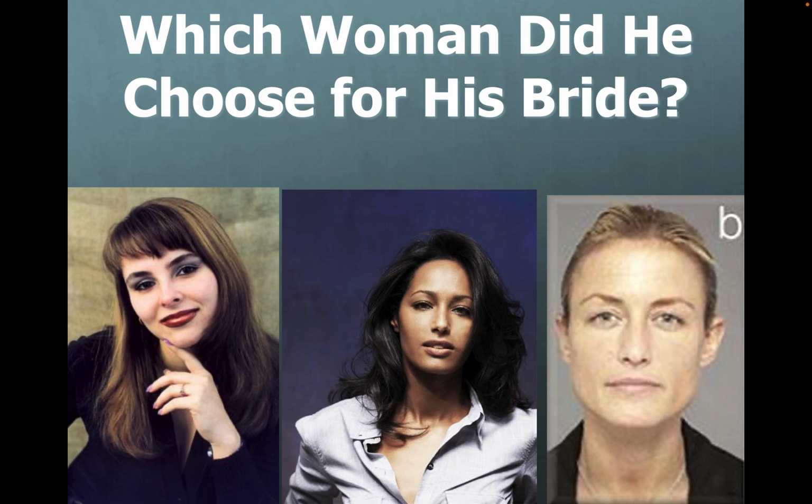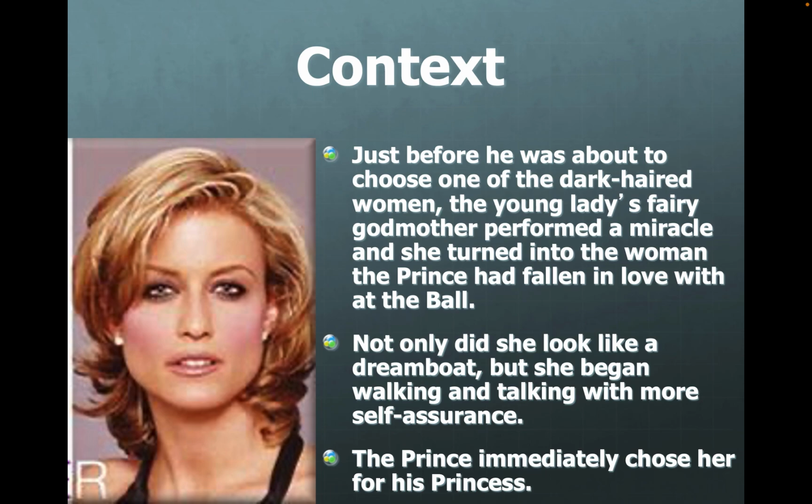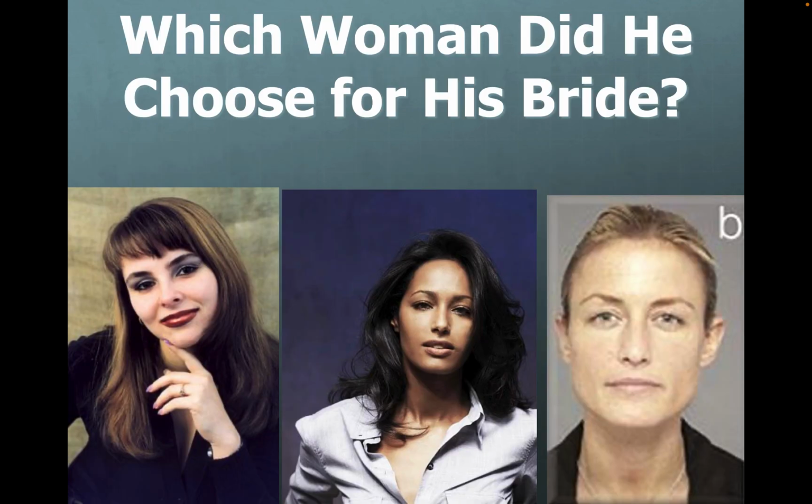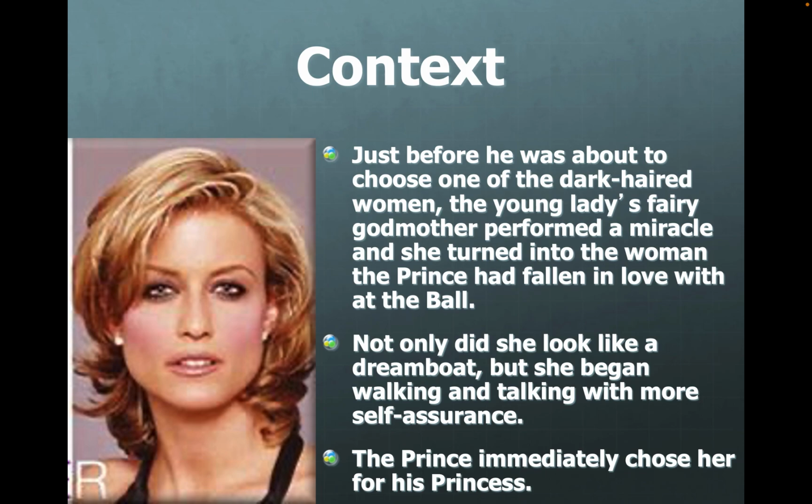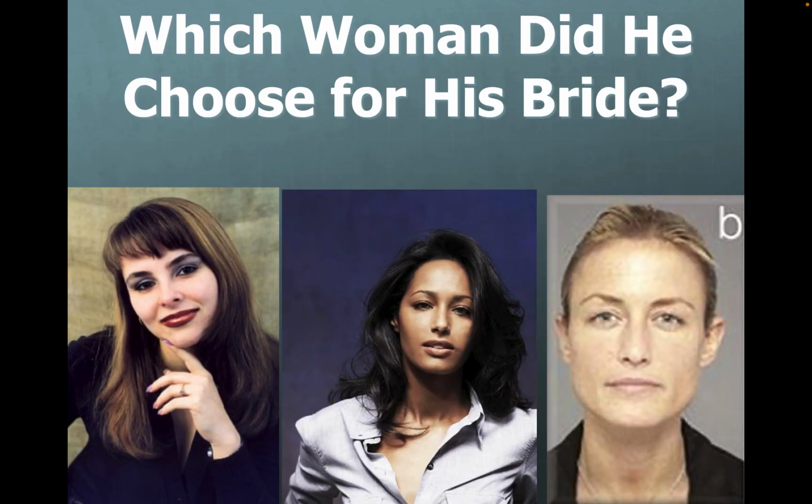So which did the prince choose? These 3 women fit the slipper. Which one did he take? Did he take the woman behind door 1, door 2, or door 3? Just before he was about to choose one of the dark-haired women, the young lady's fairy godmother performed a miracle, and she turned into the woman the prince had fallen in love with at the ball. So instead of this, she became this. Not only did she look like a dreamboat, but she began walking and talking with more self-assurance. The prince immediately chose her for his princess, dumping the other 2 ladies, even though they fit the slipper.